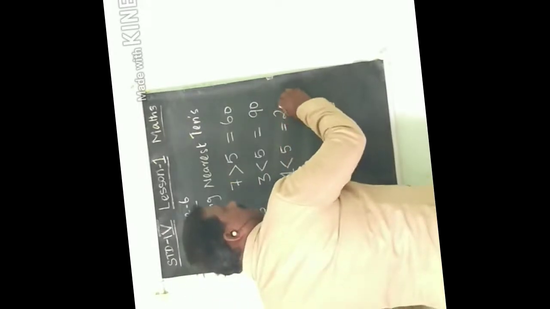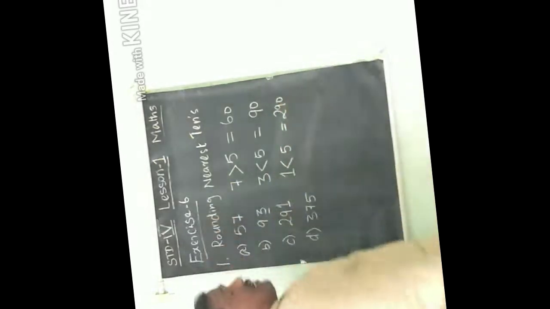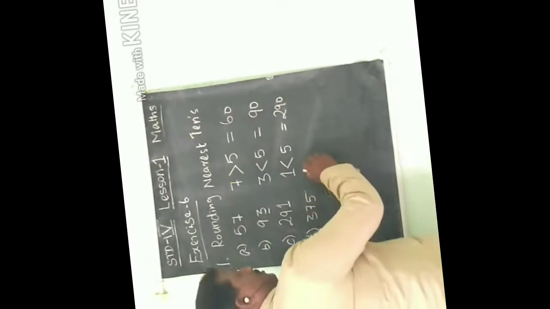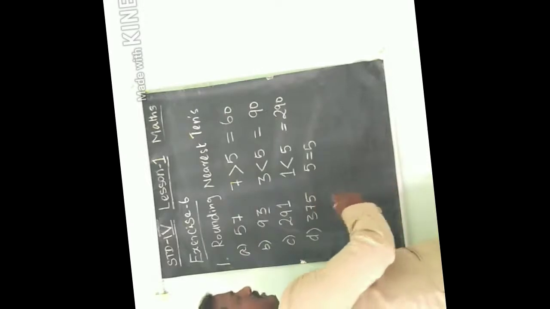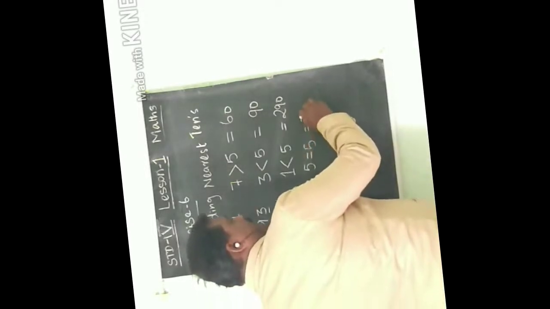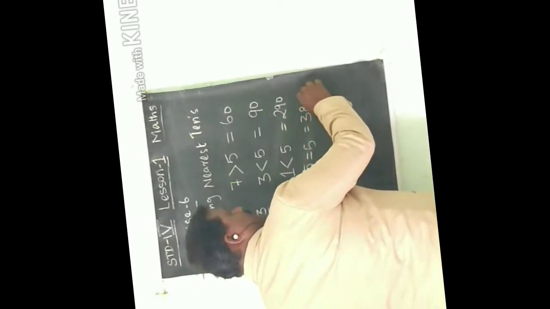290. 290 is the rounded number. Then ones, tens. So nearest 10, 5. So 5, 5. So both are equal. So the largest rounded number, 380. 380. So this is the rounded number to the nearest 10.